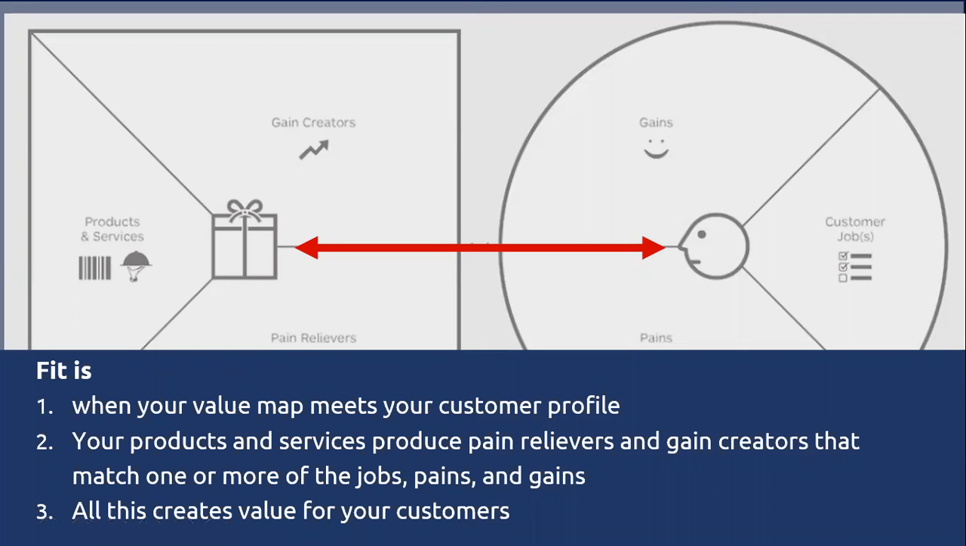So when you have filled in all the two boxes and reiterated till you get a balance between the two, reiteration is always desired, because when you go around and round, you keep on improving what you have filled in these boxes. After reiteration, you will find that your value map meets your customer profiles. The value map satisfies what the customer requires in his customer profiles. That's what I mean. And your products and services produce pain relievers and gain creators that match one or more of the jobs, pains, and gains.